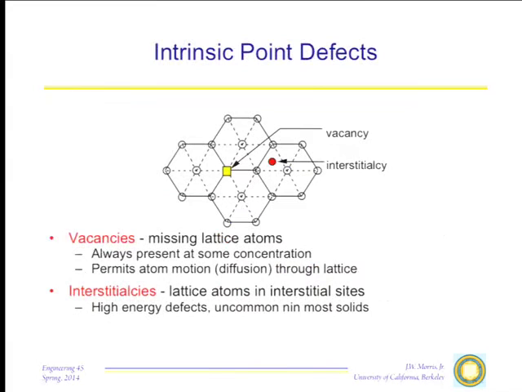Point defects can come in two categories. We talked about this last time, just by way of review. The first category are the intrinsic point defects. We can have a place where there should be an atom, but an atom is missing, and that's called a vacancy, a vacant site on the crystal lattice. These are the critical defects controlling diffusion through the crystal lattice in the solid state.